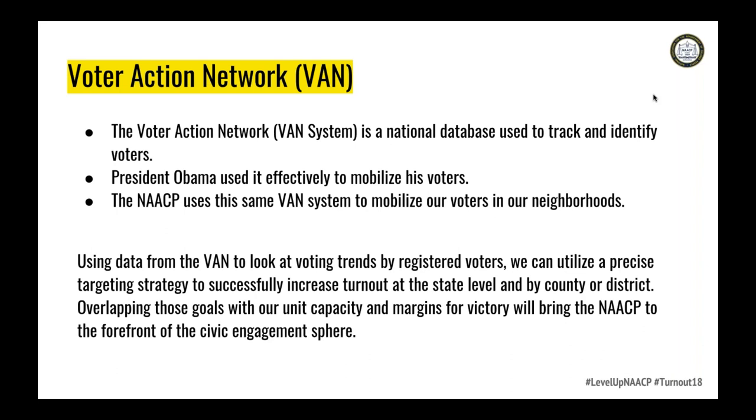Using the data from the VAN, it allows us to look at voting trends of registered voters, and we can utilize precise targeting and strategies to successfully increase turnout at the state level and by county or by district, right? So we can look at particular states that we deem swing states, and what counties within those states we need to target to make sure that people are turning out to vote so we can begin to turn the tides of these elections, right? Oftentimes it comes down to certain counties or certain areas where if we can get more people to turn out to vote, things can actually change. And so we want to be very particular about what areas, what locations, and what places we're targeting when we are trying to collect this data.